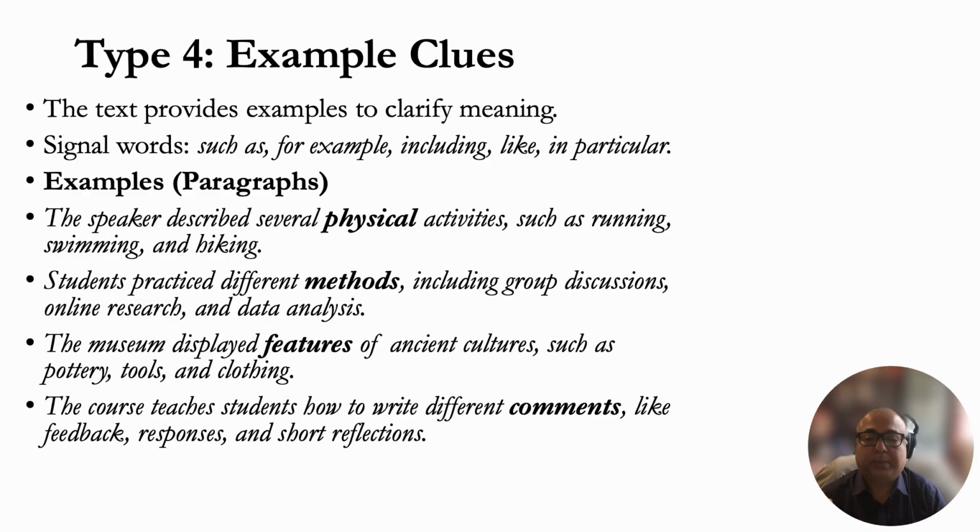The 4th type of clues are called example clues. So in the sentence or in the passage that you're reading, you come across an unfamiliar word. You will see clear examples to clarify the unfamiliar word, or the word that is complex or difficult. The signal words to look for are such as, for example, including, like, in particular. Now, let's look at these examples. They're taken from a paragraph.